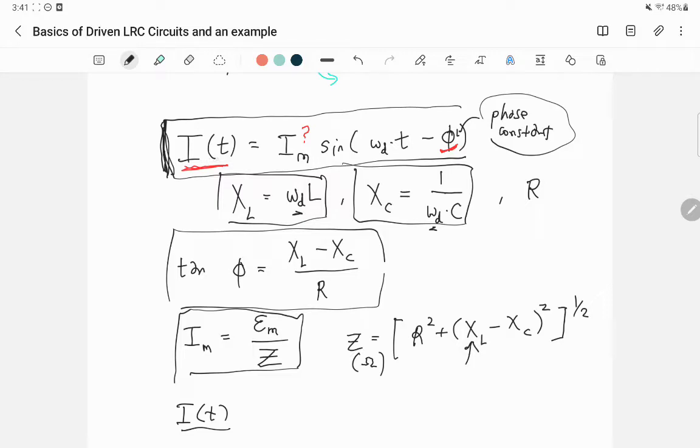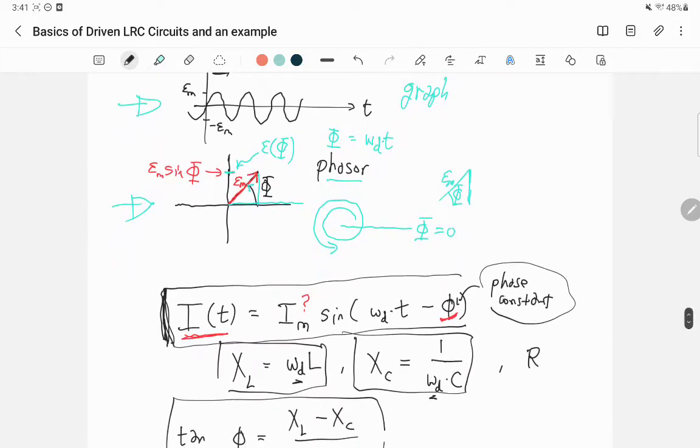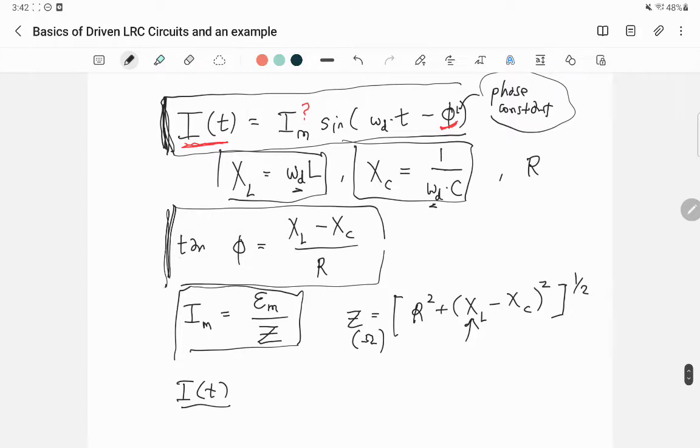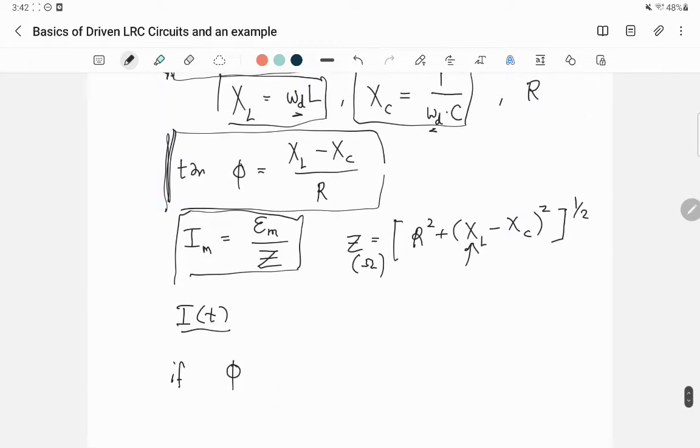But the moment in time that the current maxes out is not necessarily the same as the moment in time that the voltage maxes out. They can have a phase difference that's represented by this phase constant right here. Whenever you solve for this angle, you're going to take the arctangent of this ratio of reactances, the difference between reactances divided by the resistance.